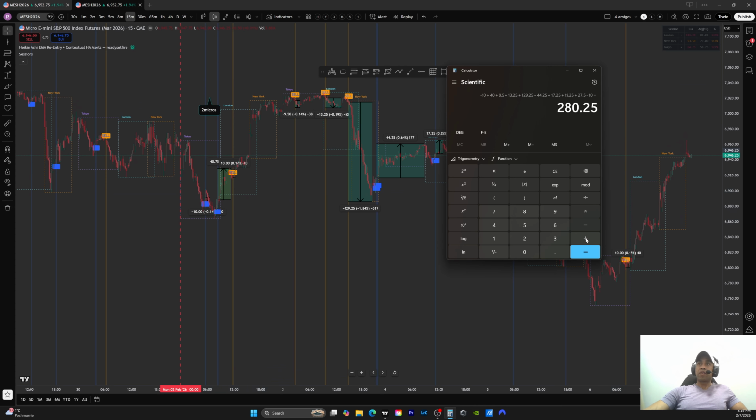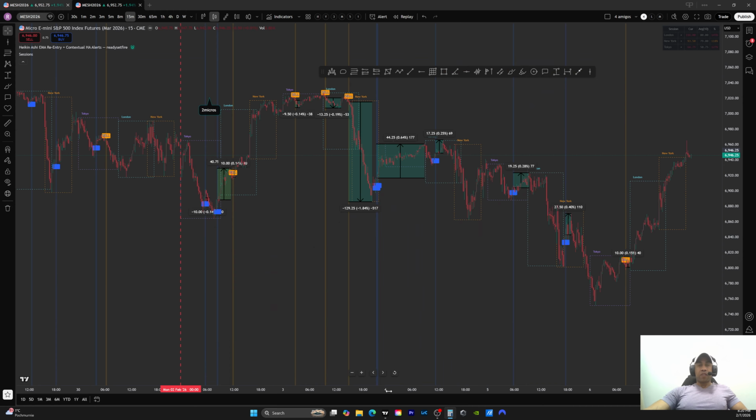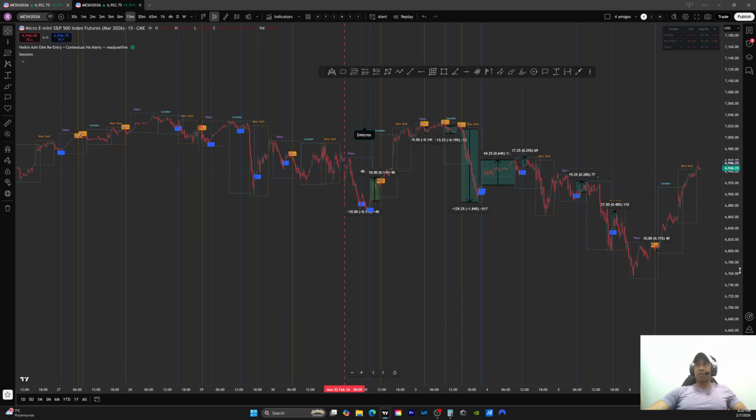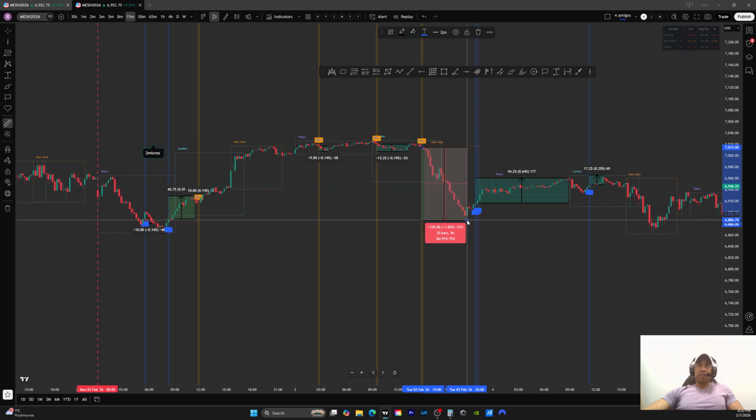So we're talking about $10 per point. So that's $2,800 basically, right? And we only had 2 losing trades, right? So that times 10, $2,800. So 280 points, $2,800 trading 2 micros on the week.